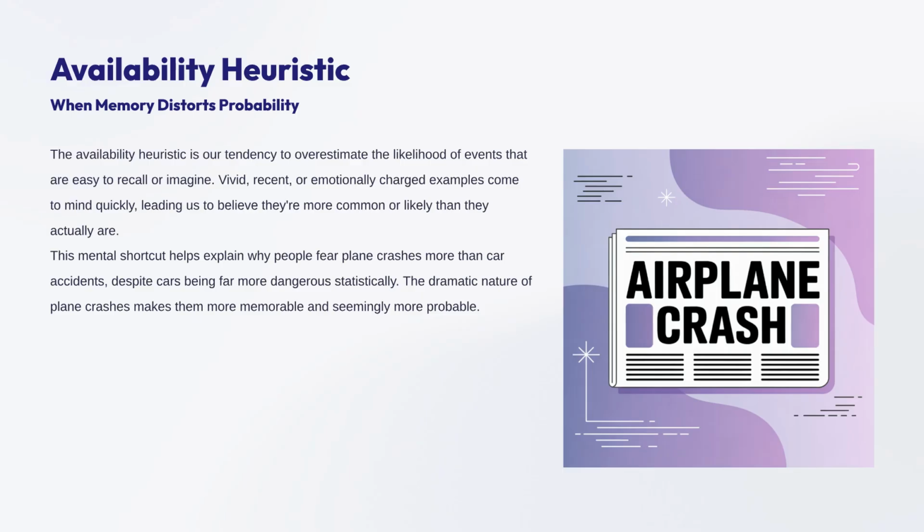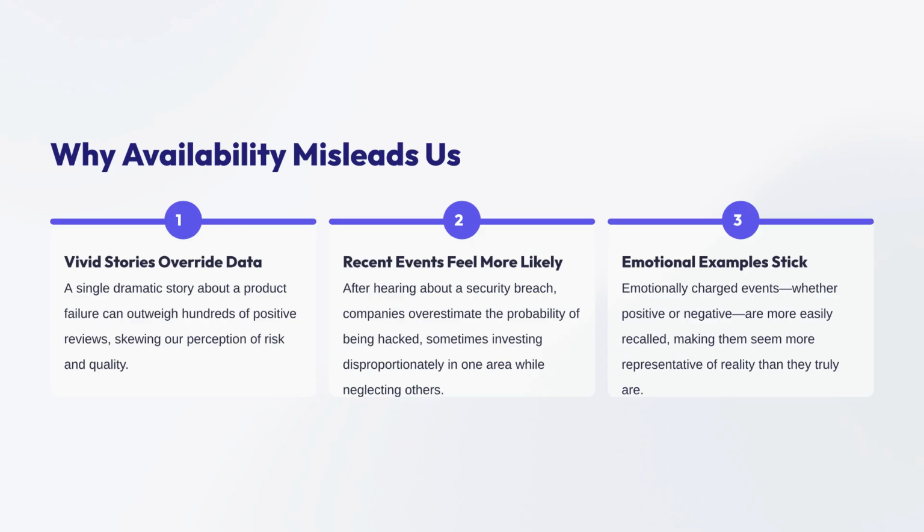The availability heuristic is our tendency to overestimate the likelihood of events that are easy to recall or imagine. Vivid or emotionally charged examples lead us to believe they are more common than they statistically are. This explains why people fear rare events like plane crashes more than frequent ones like car accidents.